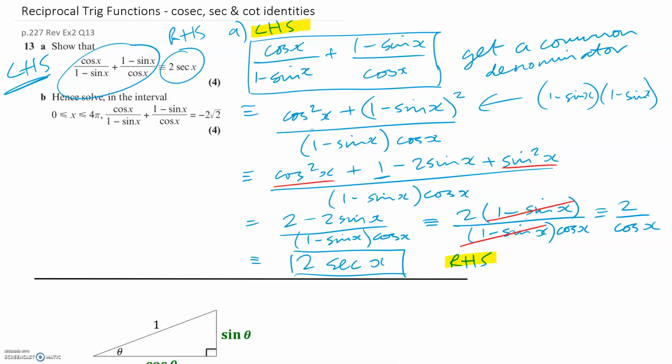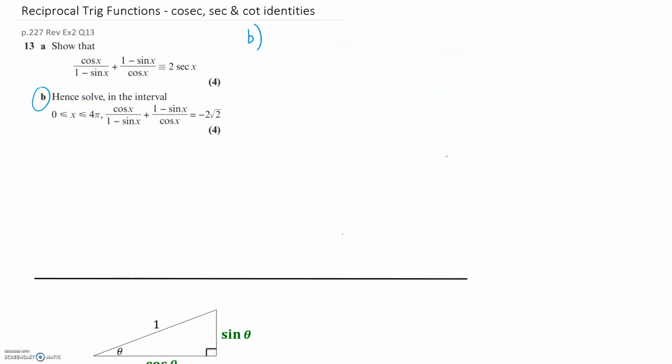So now we have to do part B, where we use part A to solve this. In part B, we need to use the answer to part A, so we just replace everything on the left hand side here with 2 sec x. Even if it didn't say hence, you should always be on the lookout for using the previous part of the question to help you out with parts B or C.